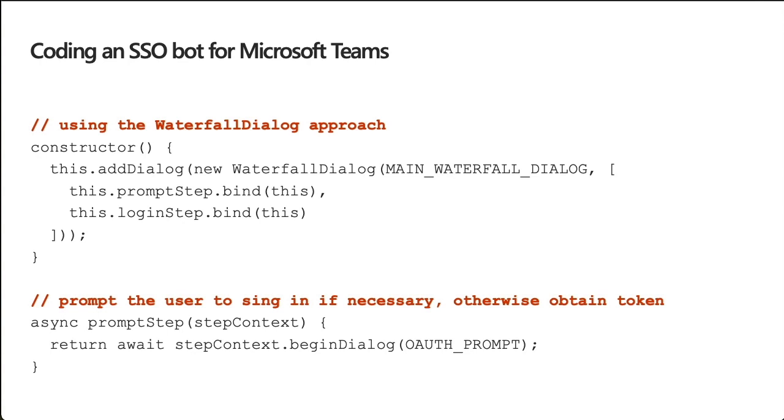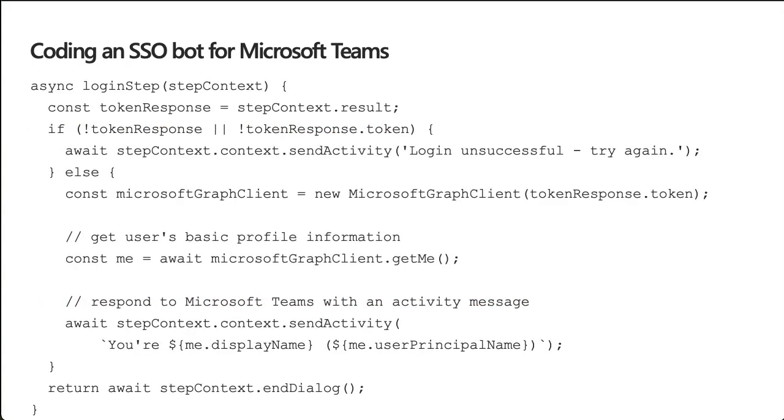So here we're using a waterfall dialogue approach, where I'm going to have multiple dialogues that just come one after another. In this case, I'm adding a dialogue using the waterfall dialogue that's going to have two things. It's going to prompt, and then it's going to do the login step. That first prompt step is what's going to be presented to the user to sign in if necessary, and then otherwise it's going to request a token.